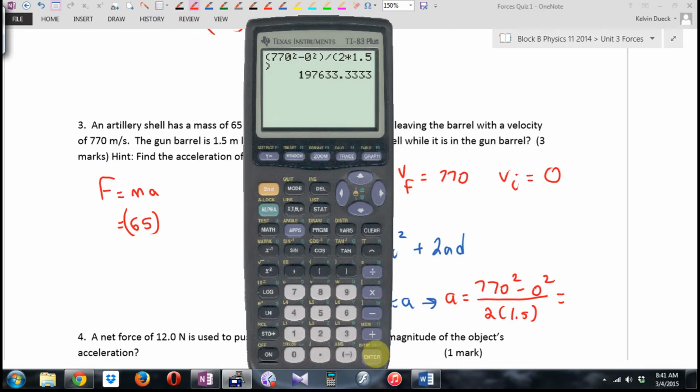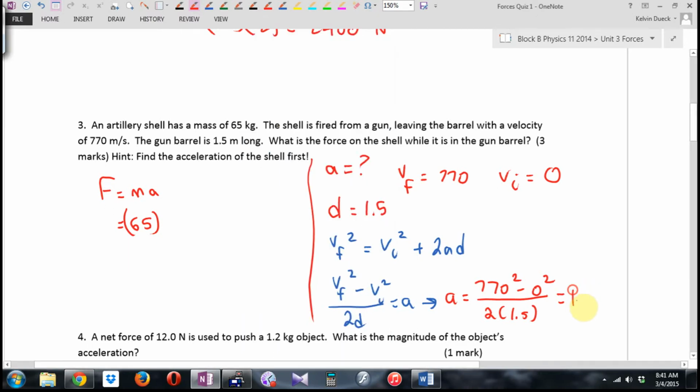And I get, oh, that's a big acceleration. I get 197,633.33333. 197,633 meters per second squared.